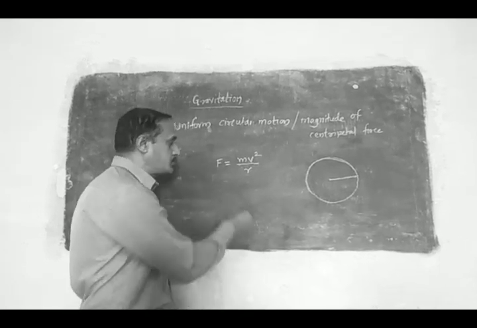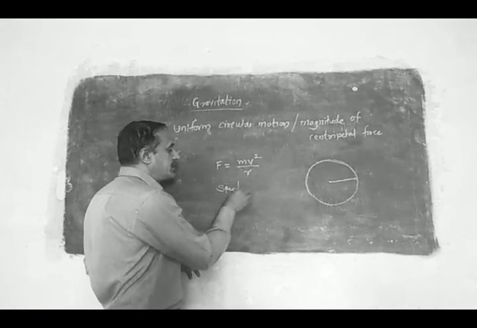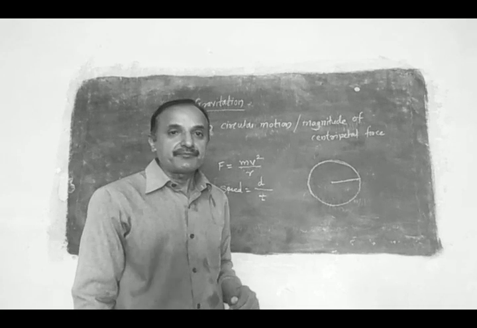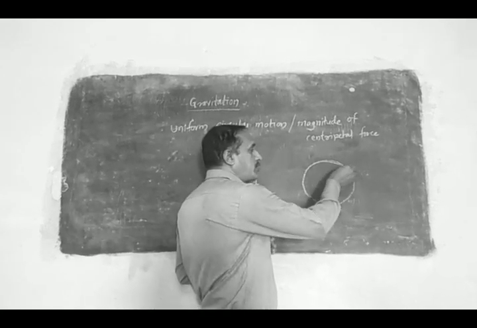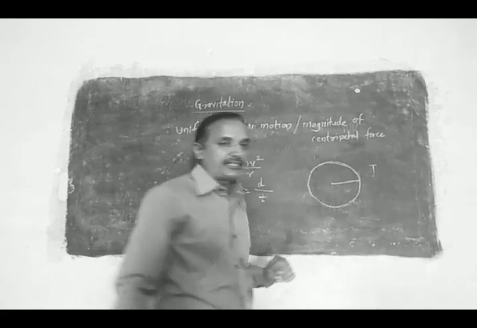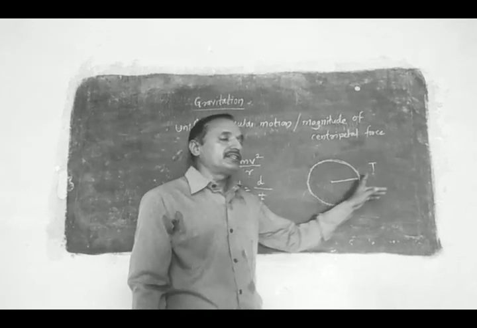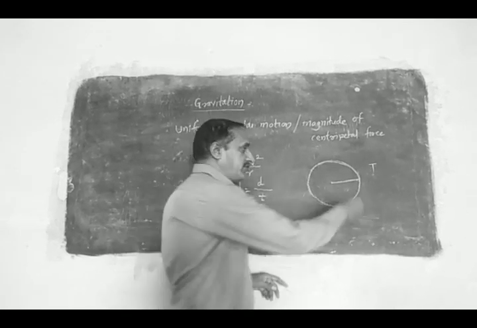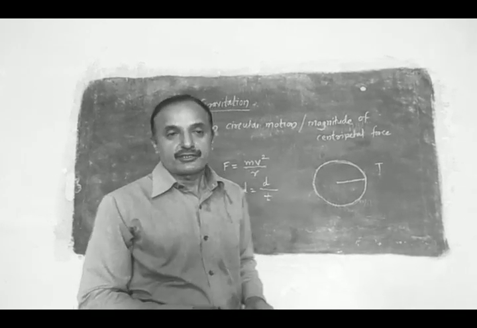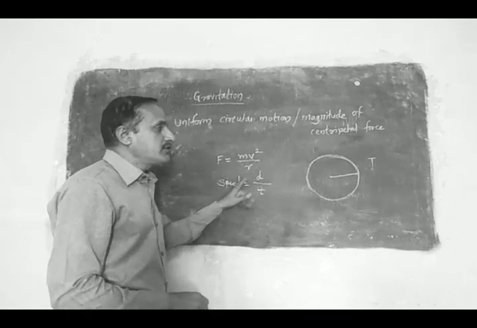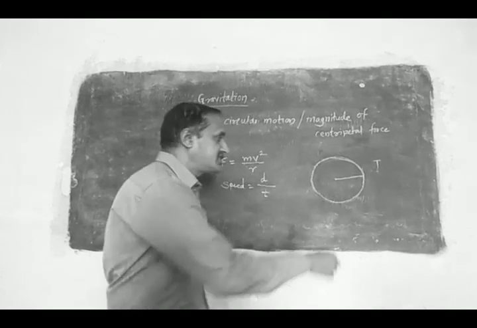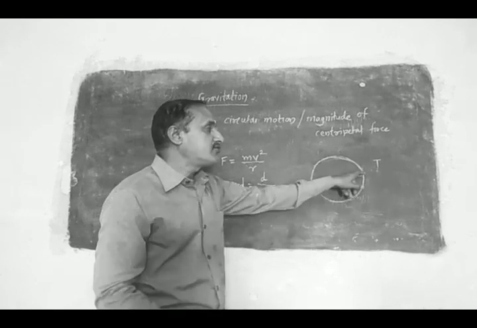You know the formula, speed is equal to distance traveled upon time taken. Now suppose a planet is revolving around the sun, then to complete one revolution it takes a time T. We have seen that it is also called the period of revolution. When it completes one circle, the distance traveled is the circumference of the circle.